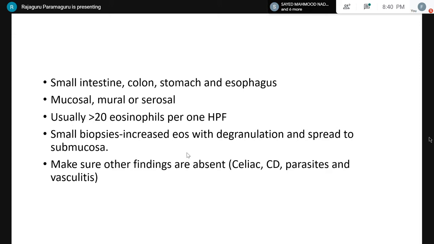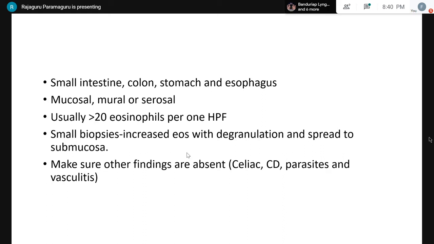And eosinophilic gastroenteritis can involve the stomach and the esophagus. In the esophagus, this will be different from eosinophilic esophagitis. In eosinophilic esophagitis, you might see an increase in eosinophils in the epithelium, whereas in gastroenteritis, you will be seeing the eosinophils in the lamina propria. So that will be the difference.